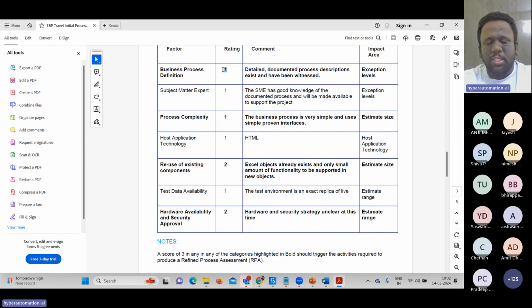So we're going to rate it as 2. If they say that out of 5 processes we have documents for 3 processes, we are going to rate it as 3. If they say that we don't have any documents for the particular process, then it is rated higher.